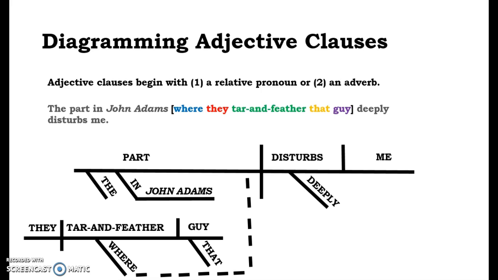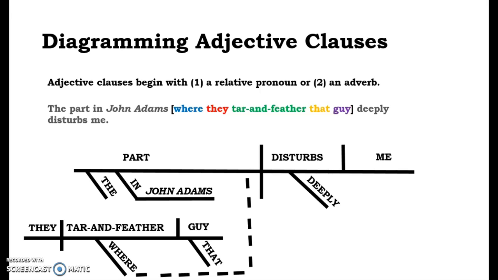We can see that tar and feather here is actually a verb taken as one thing, tar and feather. And we see that the one doing the tar and feathering, they, goes in the subject. There's a direct object, this is a transitive verb, so guy. That guy, that is modifying guy. And the word where there, that's our adverb. And just like the case with the noun clause, where we had a when descending from the verb, here we have something adverbial descending from the verb where.